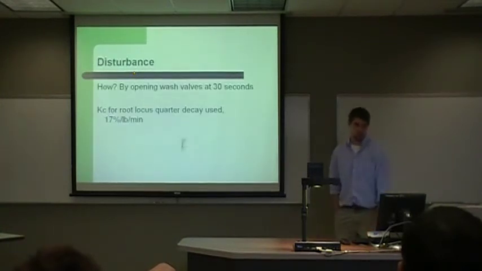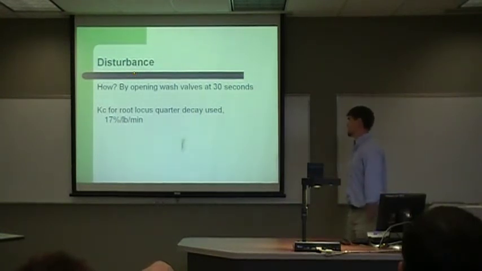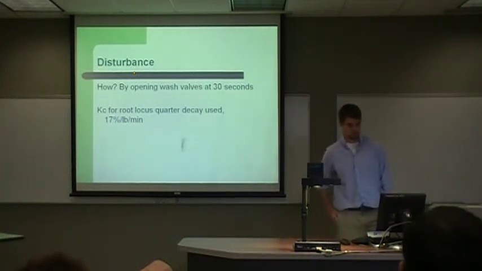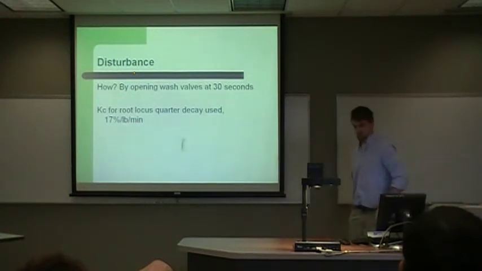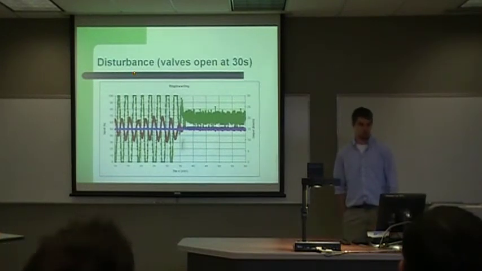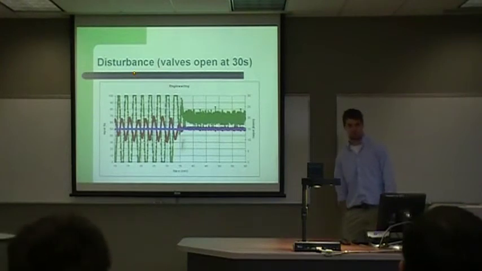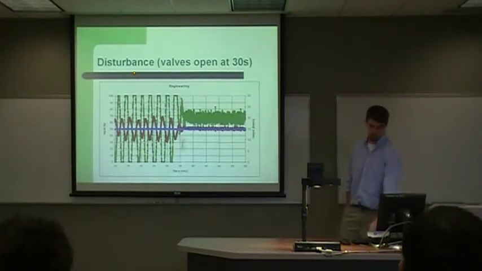And disturbance. We're going to create a disturbance by opening the wash valves at 30 seconds. Basically we're doing the experiment like before with the wash valves closed, but at 30 seconds we're opening them. For KC in the results we're using 17. Here's our disturbance. As you can see, when the wash valves are open, the system calms down a lot. So by opening the wash valves, we go from ultimate to maybe critically damped, or that might be quarter decay.